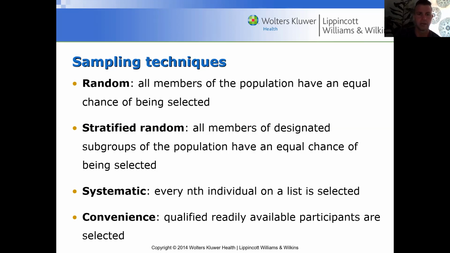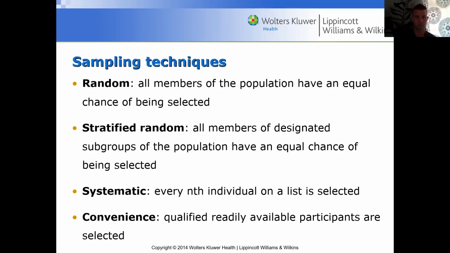Systematic: every nth individual on the list is selected, so it could be every second. Say you have 100 people, you could do 2, 4, 6, 8, 10. It could be every third person, so third, sixth, ninth. It could be every fifth, so 5, 10, 15. You get the idea, right?